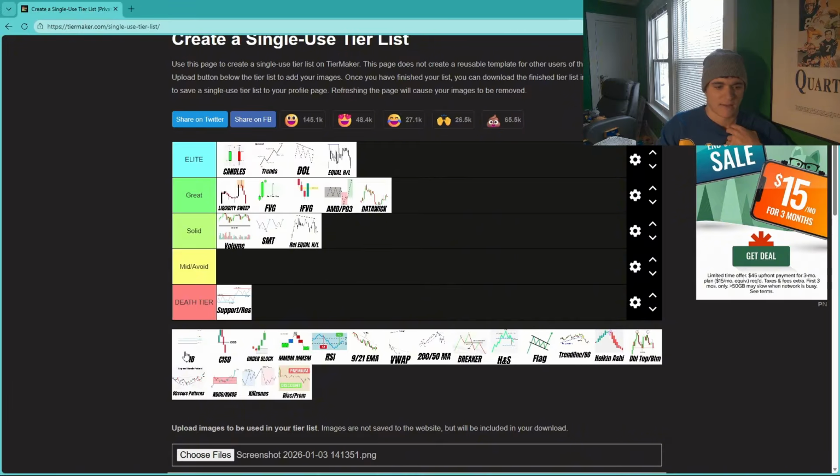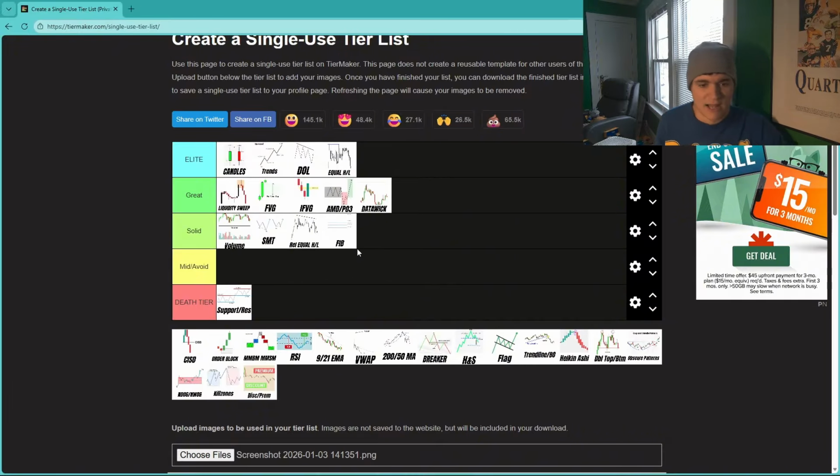So understand that. Fibonacci, I would say it's solid because you can use it to find pretty important things like optimal trade entry or discount and premium. But it can be kind of confusing. So I wouldn't say admit or avoid, depending on the strategy maybe. But yeah, Fib is solid. I would say it's pretty useful.